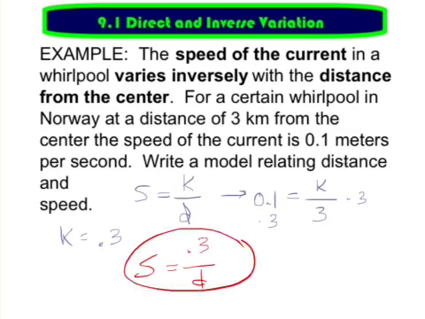And if I wanted to figure out now for a distance of 2 kilometers, I could just plug in 2 for D and get my answer. If I wanted to know 1 kilometer or half a kilometer, this model would allow me to solve for the speed at that distance from the center. That's why we want to be able to write models.